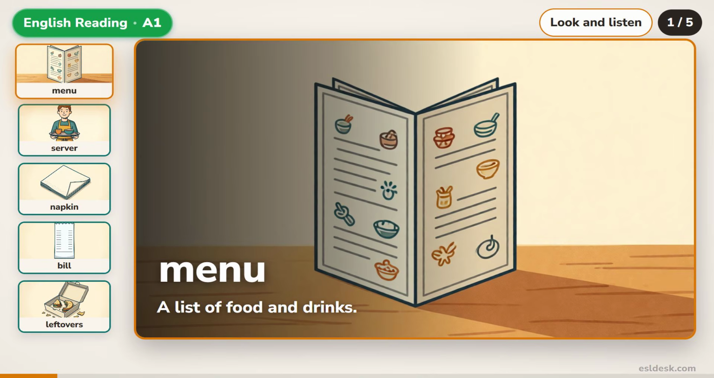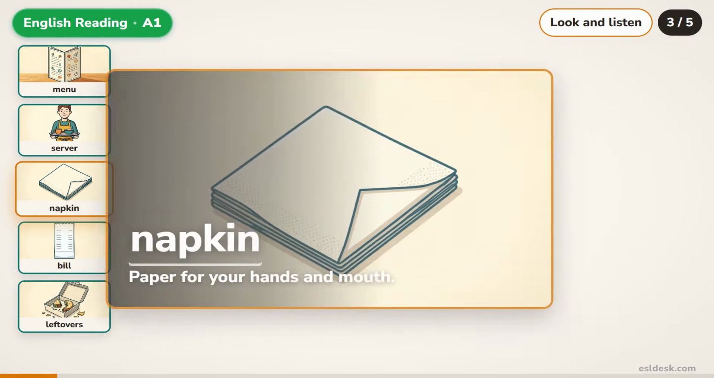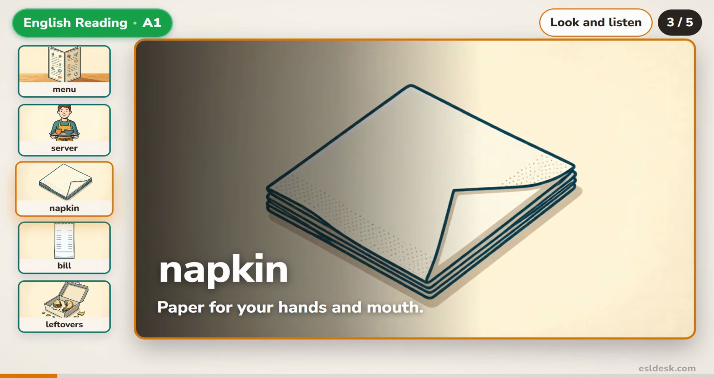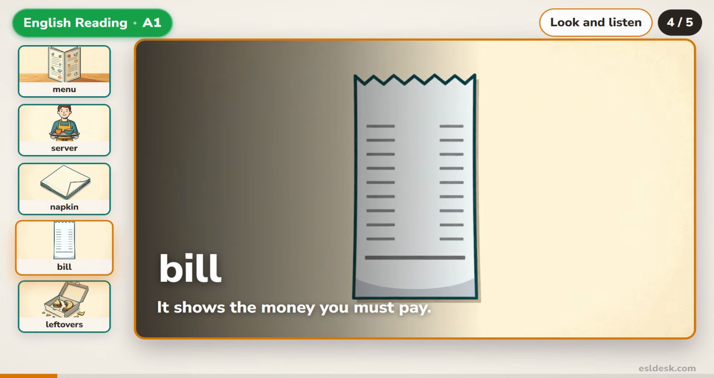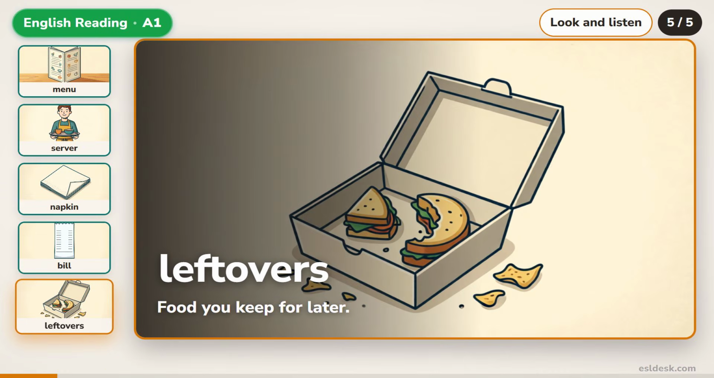Menu. A list of food and drinks. Server. A person who brings your food. Napkin. Paper for your hands and mouth. Bill. It shows the money you must pay. Leftovers. Food you keep for later.